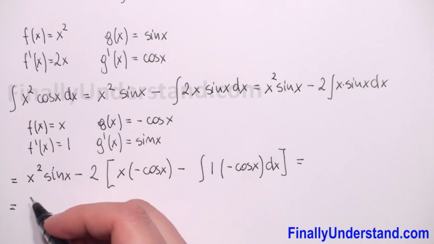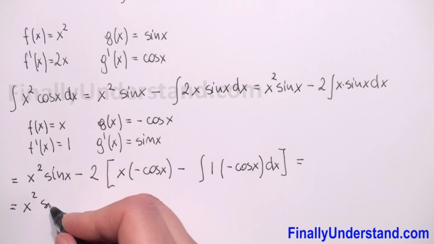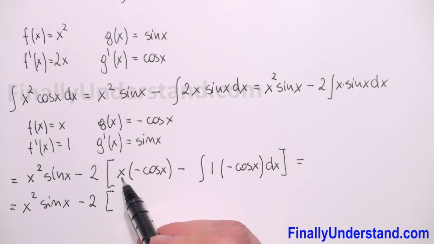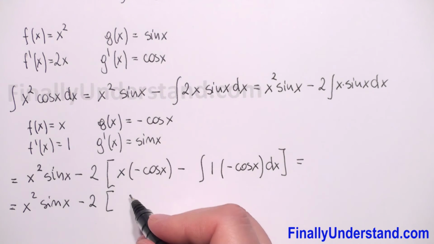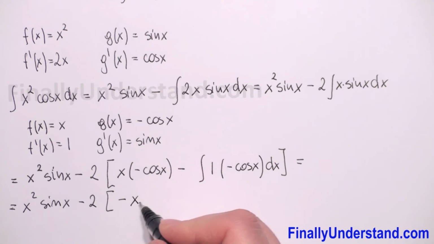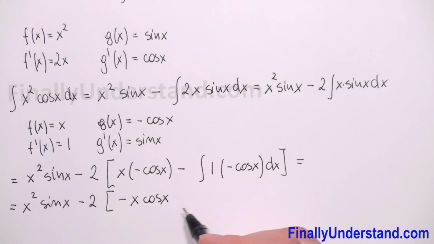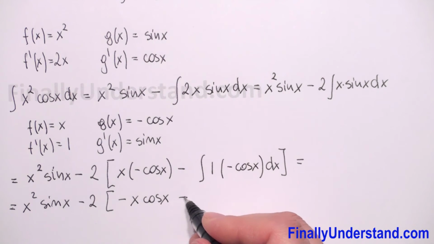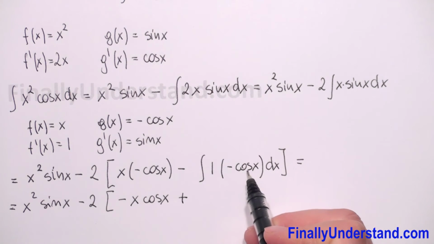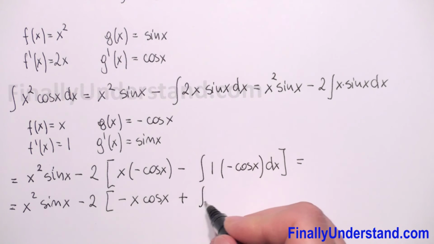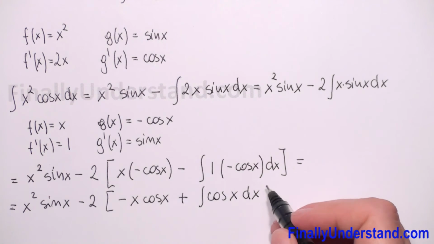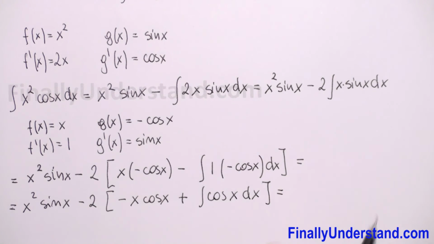This is equal to, first we have to copy x squared sine of x. First I will copy negative 2, and in brackets we will have x times negative cosine of x, which is negative x cosine of x, and negative and negative give us positive. 1 times cosine will be cosine of x with respect to x. Close the brackets.